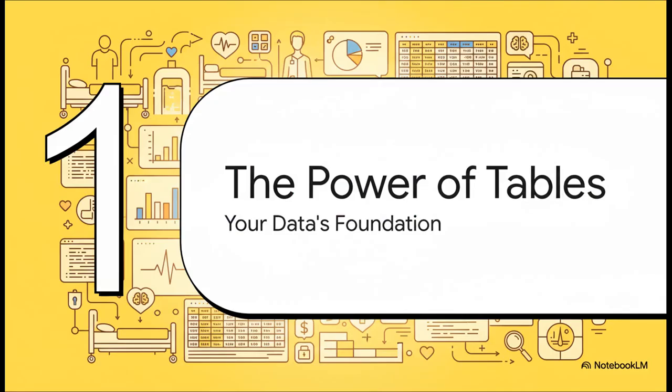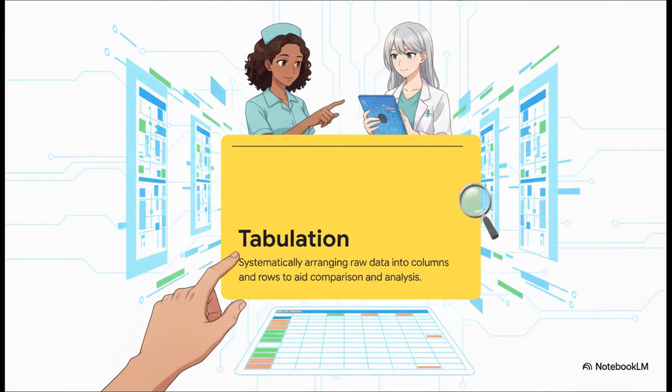All right, first things first, tables. Now, these are the absolute foundation for organizing your data in any logical way. Seriously, before you can even think about making a fancy chart, you gotta have a solid table. Okay, so the official term for this is tabulation. Like it says here, it's all about arranging data into columns and rows. But really, just think of it as the super important prep work you do before the main event.